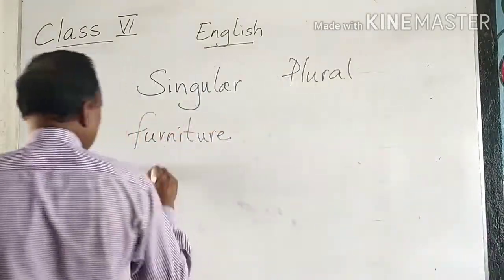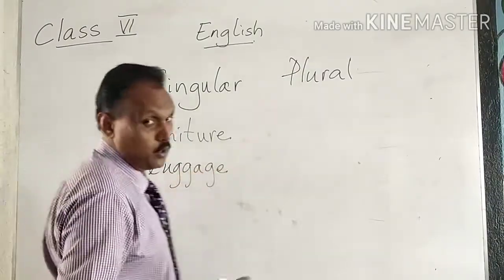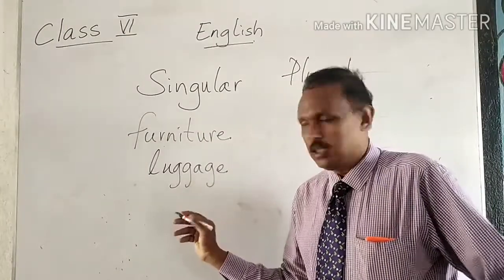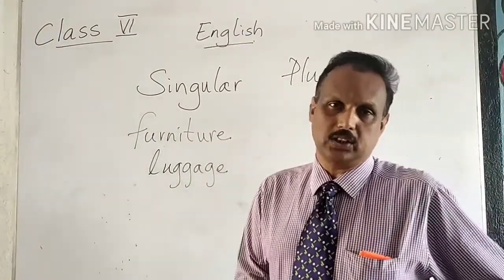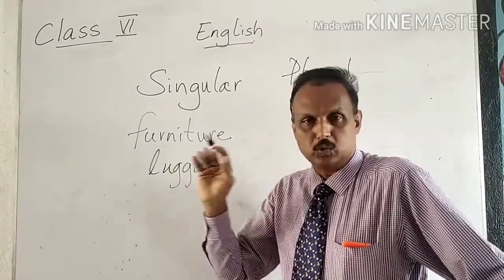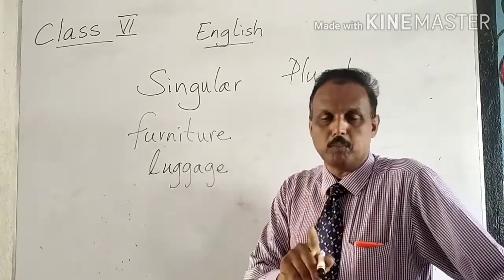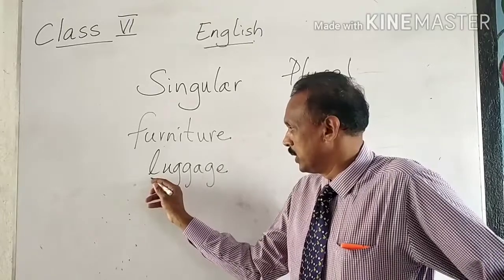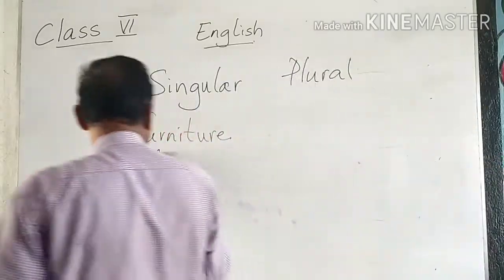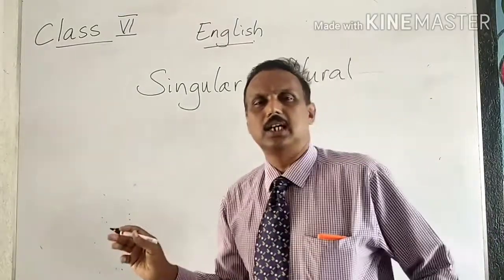The same way with luggage. When you are traveling by train, you take a lot of bags with you. Bag, we say bags. But when you use the word luggage, you should not say, I have 3 luggages. That is wrong, because whether you have 1 or 3, we use it in the same form only. Luggage is luggage. Whether you have 1 box or 10 boxes, we don't say luggages, it is luggage. These are all important, like furniture, luggage.